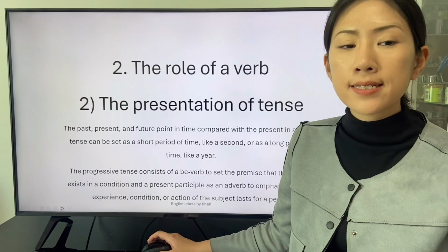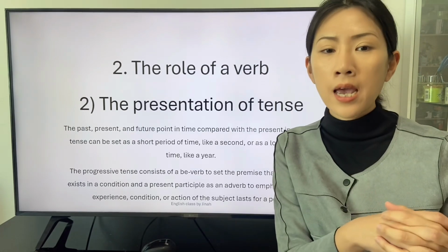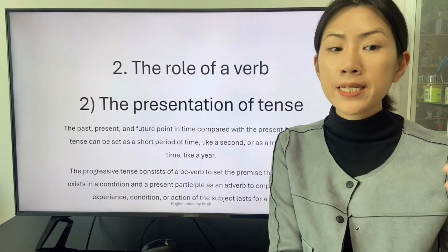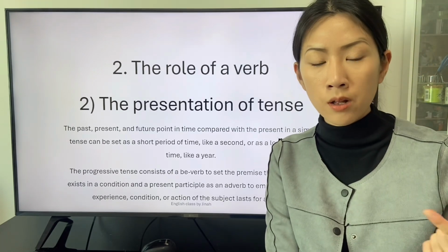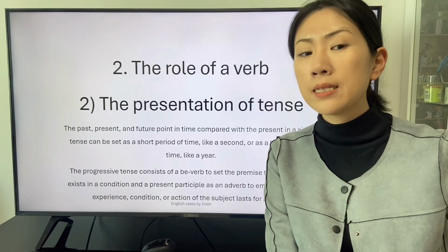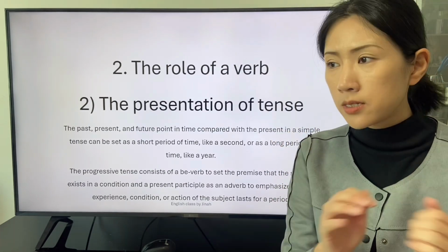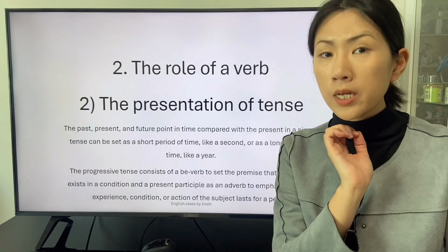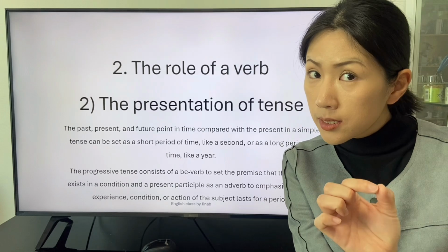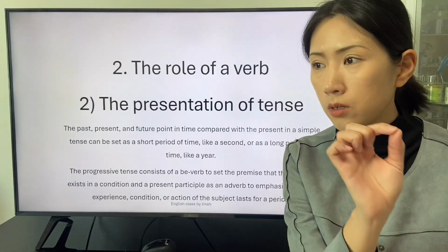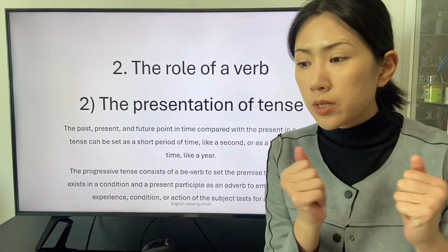The past, present, and the future point in time compared with the present in a simple tense can be said as a short period of time, like a second, or as a long period of time, like a year. The speaker determines the point in time. The point in time can be a short period of time, like a second or a minute, or a long period of time, like a year. This is the point.